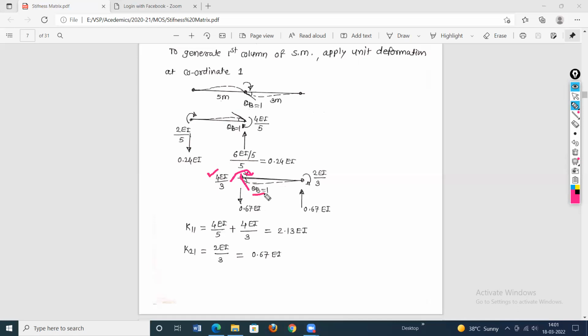Okay, so that it will produce a slope equal to 1. So at this joint, B joint, the moment will be 4 EI by 3, and at the far end, it will be half of this, which is 2 EI by L. Okay, so these are the moments at the ends.